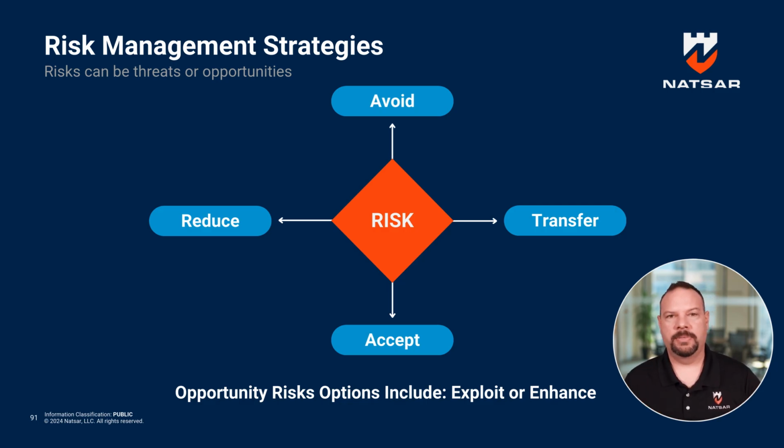So there's two options if you're looking at opportunity risks, and that is exploit it. You found it and you want to go after it, so you're going to exploit whatever that situation is, or enhance it. You're going to make it better or make it bigger or whatever the enhancement may be. So those are your two strategies when it comes to opportunity risks. But the ones I have on the graphic there are all related to risks that are more threats.